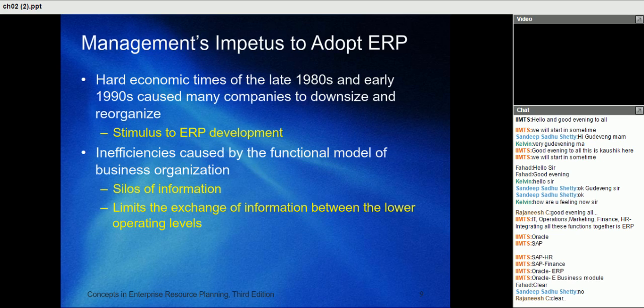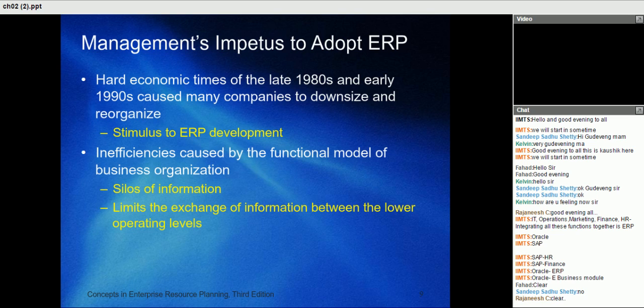So what is management's impetus to adopt ERP? Hard economic times of the late 1980s and early 1990s caused many companies to downsize and reorganize. Stimulus to ERP development: inefficiencies caused by the functional model of business organization. That means silos of information.